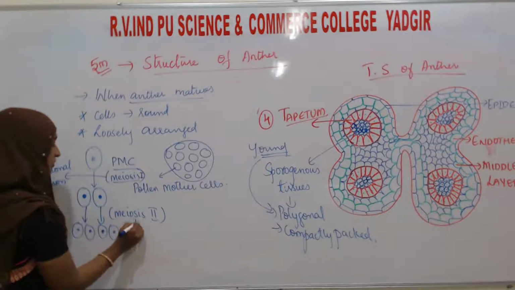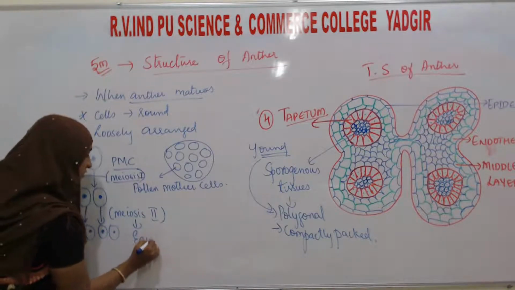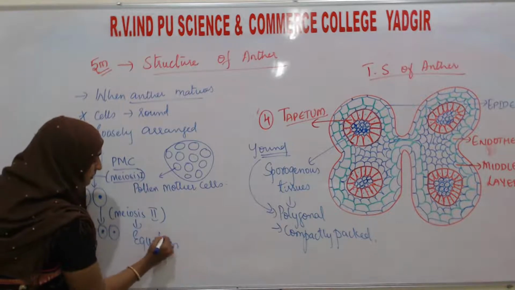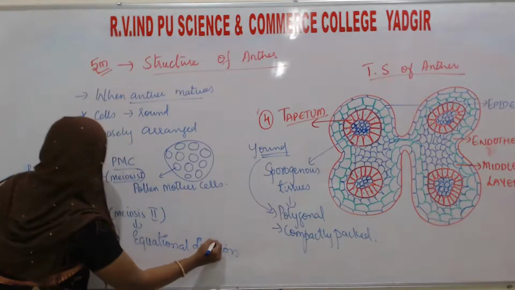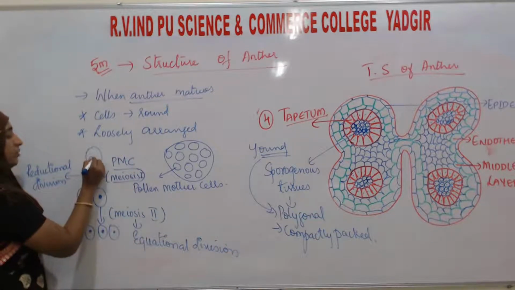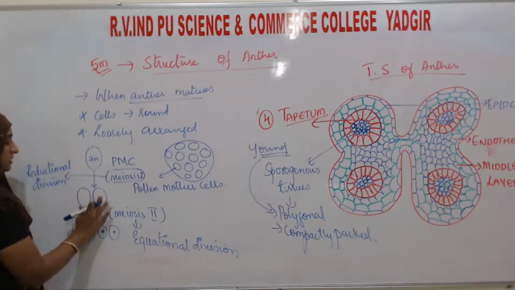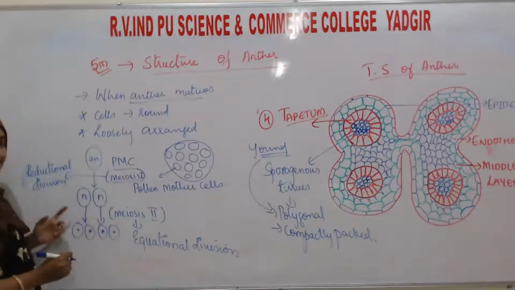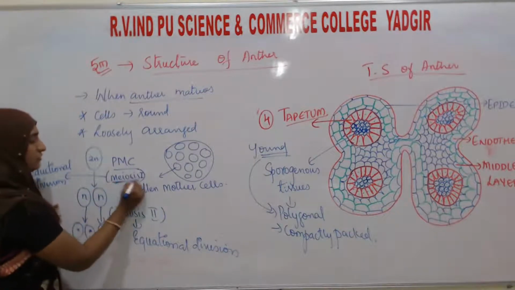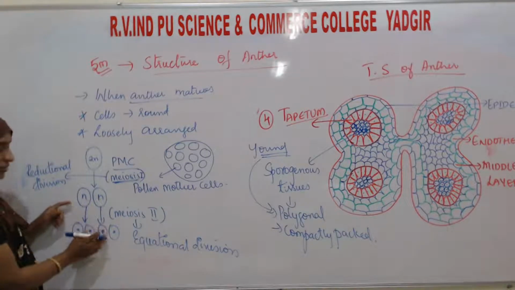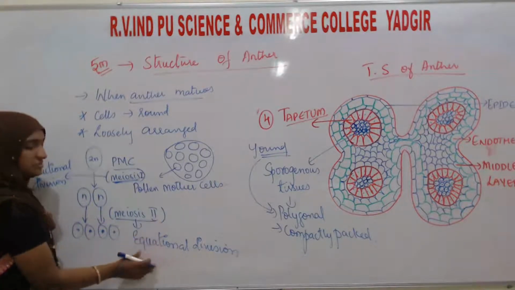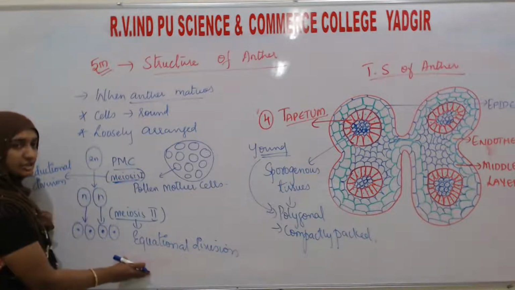And meiosis 2 will always be an equational division. Here, the pollen mother cell will always be diploid, which will give rise to two haploid cells during meiosis 1 division. Next, these cells will undergo meiosis 2, which is similar to mitosis. That means the equational division.